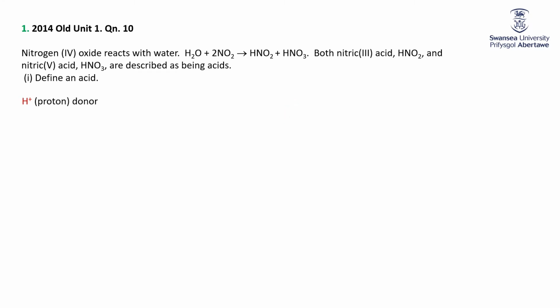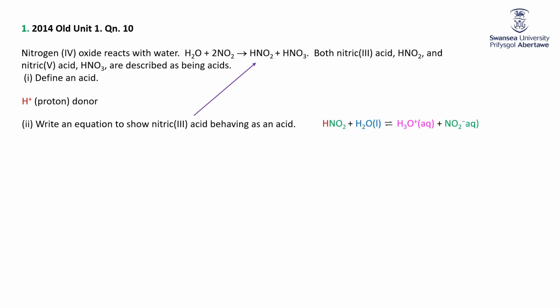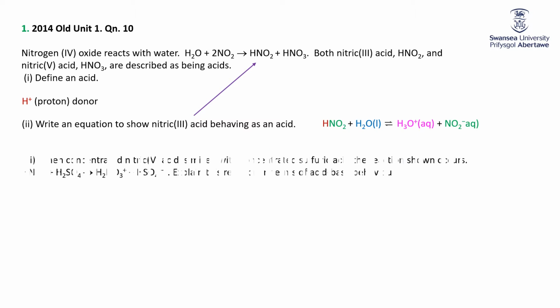Define an acid. Now at this point in the A-level, an acid is an H+, poorly known as a proton, but that's what everyone says, so we'll call it that, H+ donor. Write an equation to show nitrous or nitric(III) acid behaving as an acid. Well, that's HNO2. So HNO2 will react with water. It's an acid, so we'll make H3O+, leaving behind NO2-, the conjugate base. And because this is a weak acid, we'll put in the reversible arrows there to indicate that it reaches equilibrium. It doesn't completely do its acid thing.